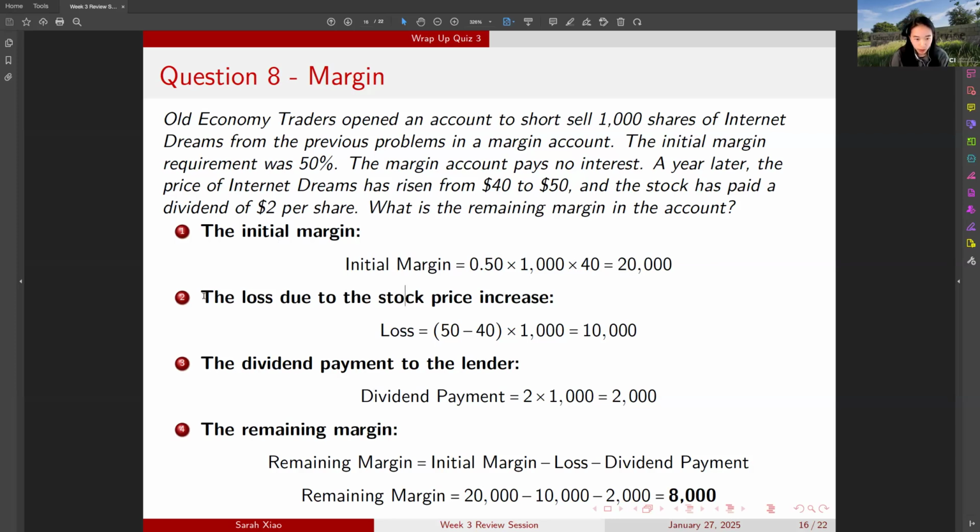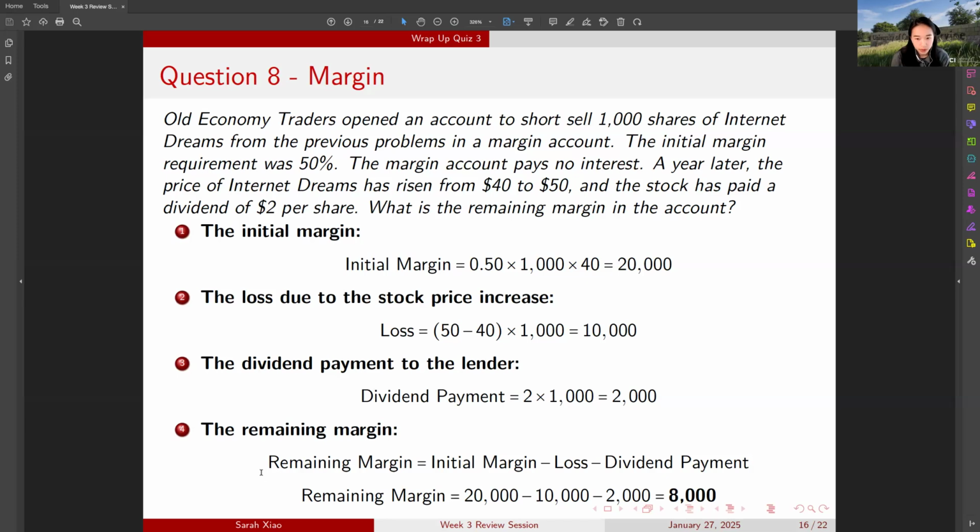So the next step is to calculate the loss due to the stock price increase. We know that the price changes from $40 to $50, so the price difference is $10. We multiply that by the short sell share amount, which is 1,000. We get the loss from the price increase, which is $10,000. And the dividend payment to the lender: because we know the dividend is $2 per share, we multiply that by the total share amount and get a $2,000 dividend payment.